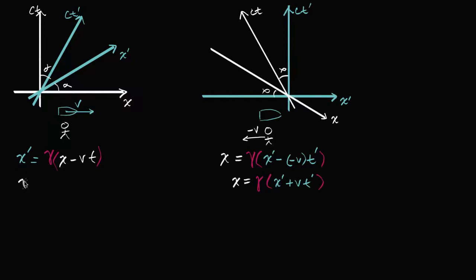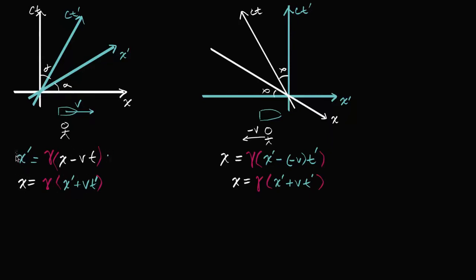We could write that x is equal to our scaling factor, gamma, times x prime plus vt prime. And now, in order to have an equation that involves all of the interesting variables, I'm going to multiply both sides of this top equation by x.